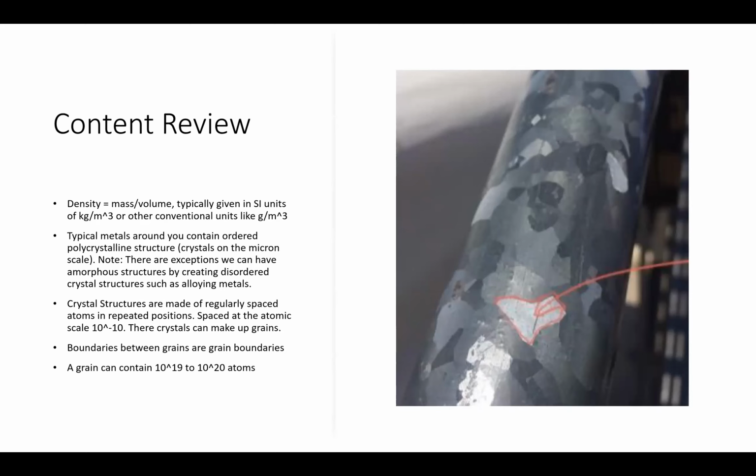Crystal structures are made of regularly spaced atoms in repeated positions, and they're spaced at the atomic scale of 10 to the minus 10. These crystals can make up grains, shown in this picture here. So this would be a bunch of these different grain structures. The boundaries between grains are the grain boundaries, highlighted here in red. A grain can contain 10 to the 19 or 10 to the 20 atoms, so a lot.